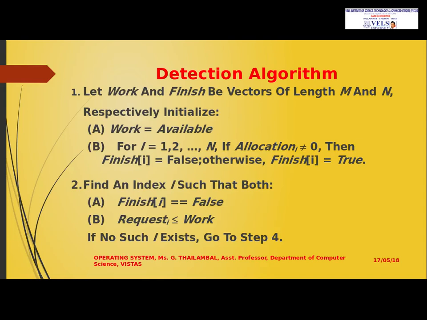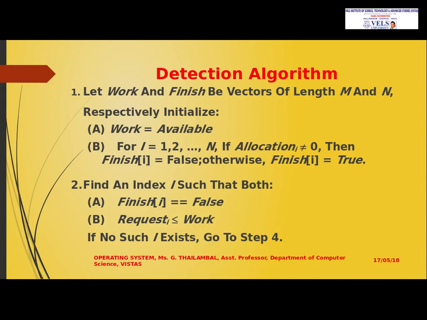Find an index i, that is, find a process such that its finish state is false and its request is less than or equal to work. What is work? Work is the availability of resources. Take an example, 50 available and the requested resource is only 20. If 20 is less than the available resources, the process can be allocated, otherwise it cannot. Similarly, if it is asking for 80 and we have only 50, we cannot allocate the resource to the process. This will be checked for each and every process.